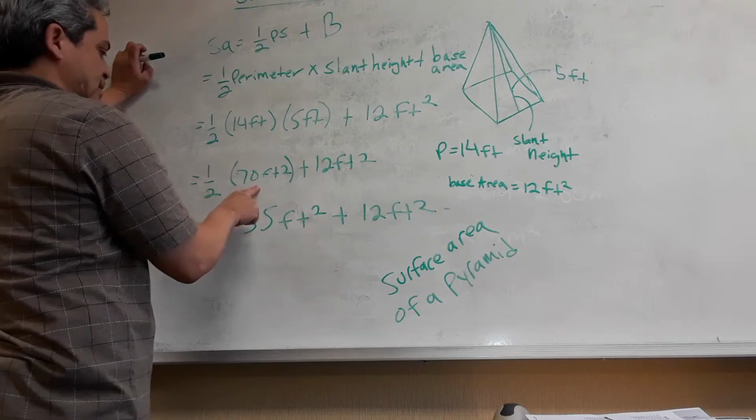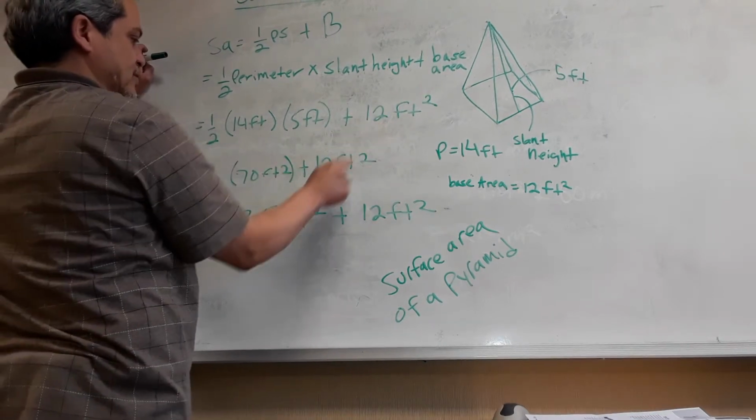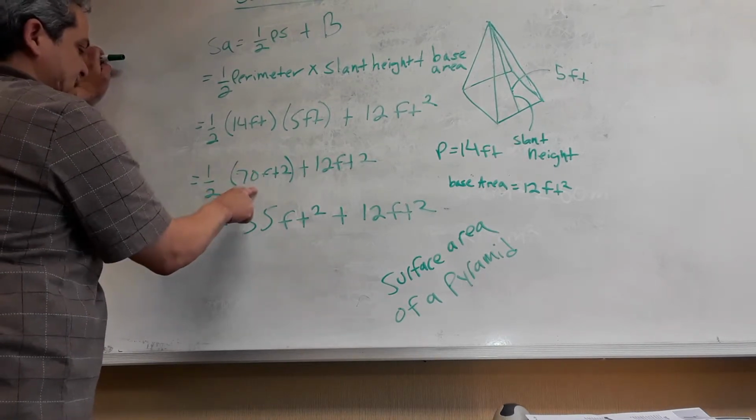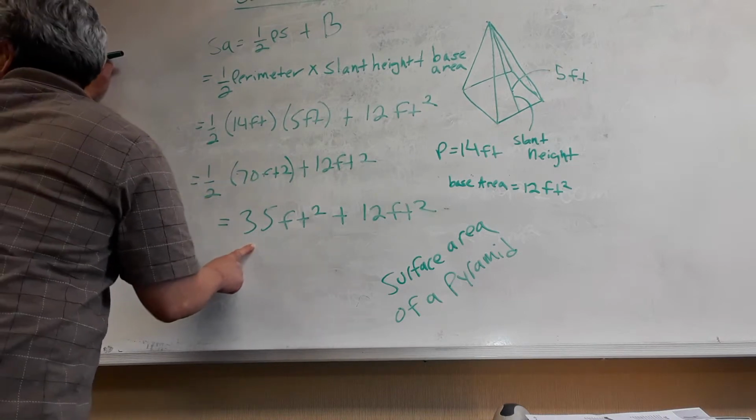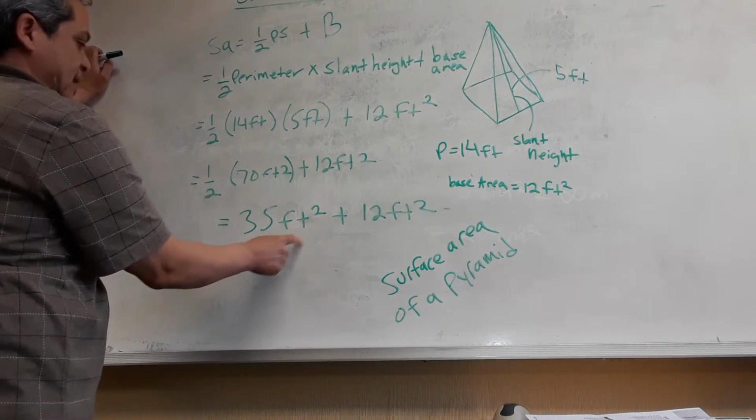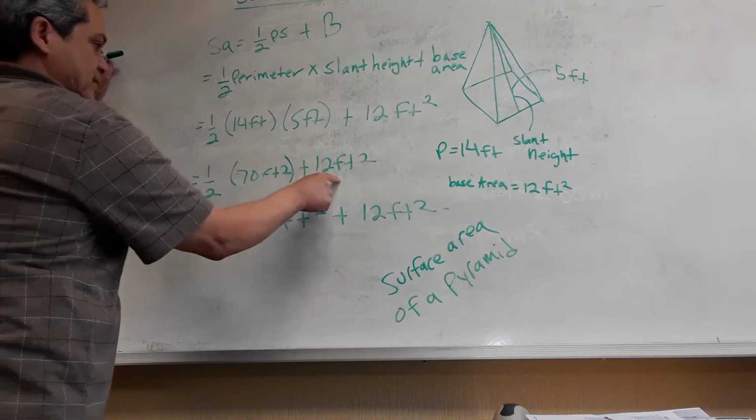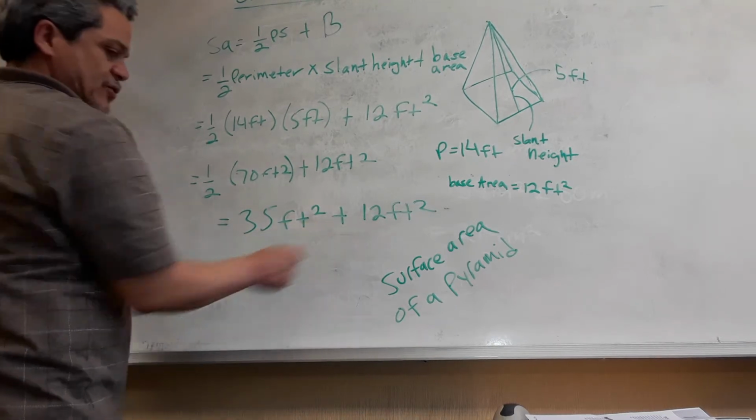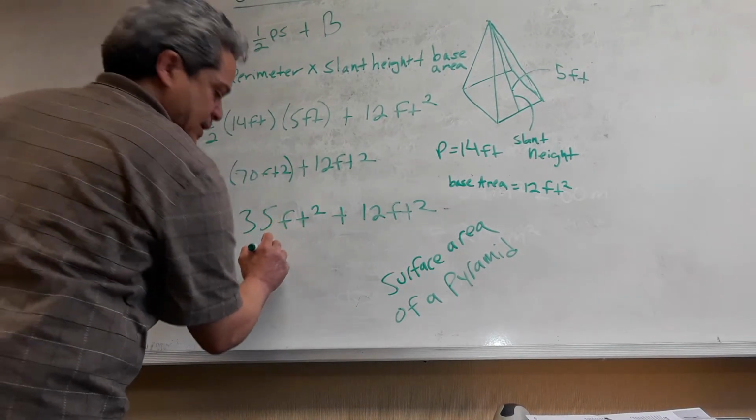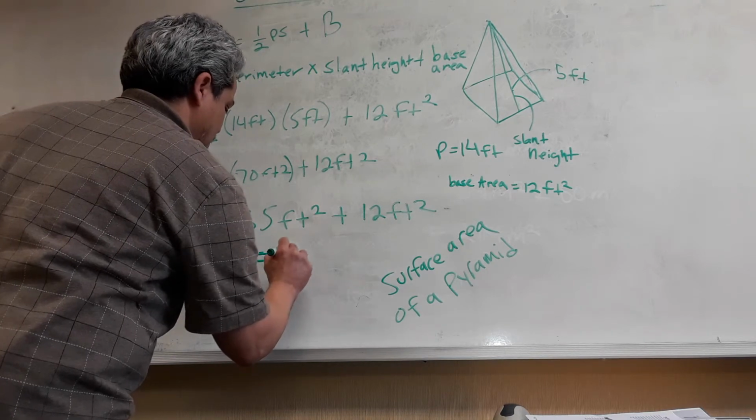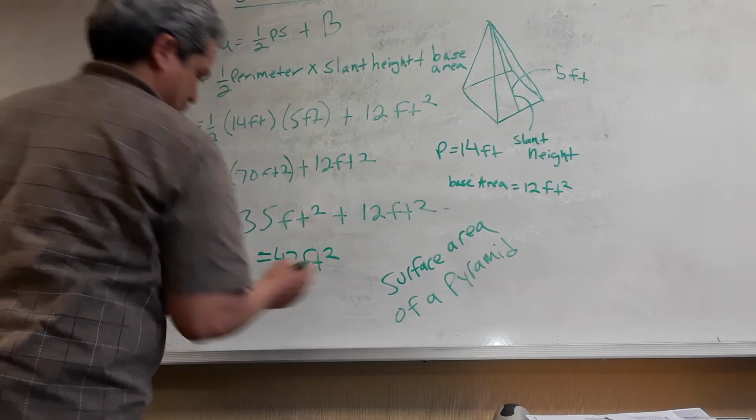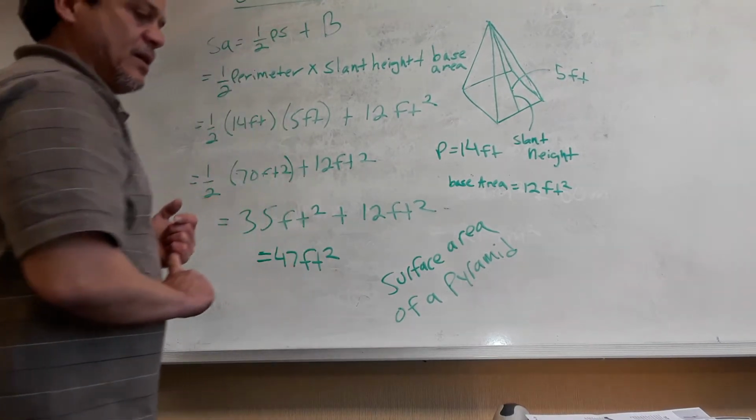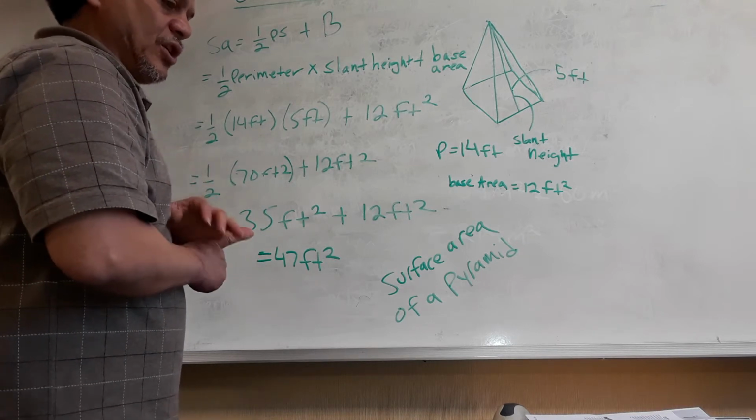Still have 1/2 times 70 feet squared plus 12 feet squared. So 1/2 of 70, or 0.5 times 70, you're going to get 35 feet squared. Still plus 12 feet squared. So now we have 35 feet squared plus 12 feet squared, and that will give us 47 feet squared.